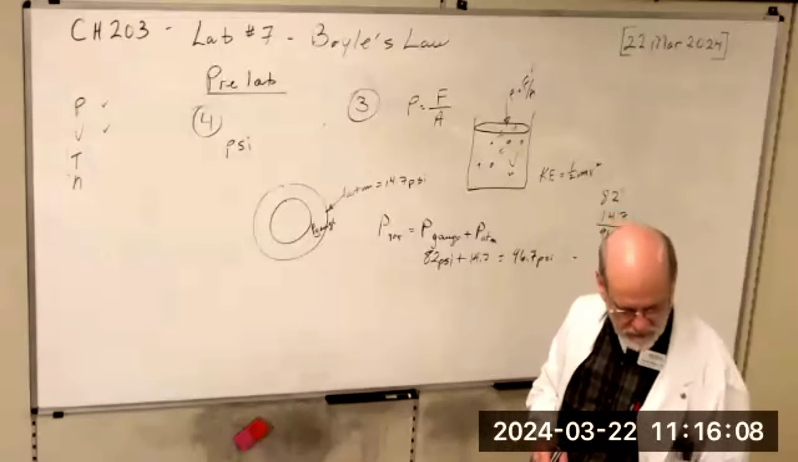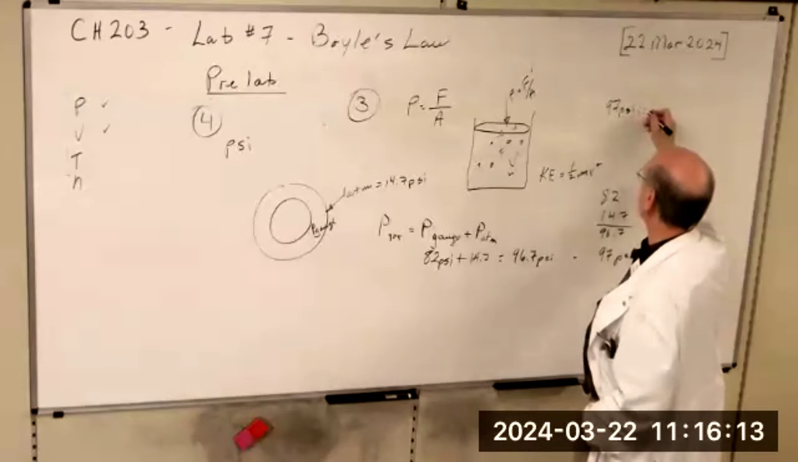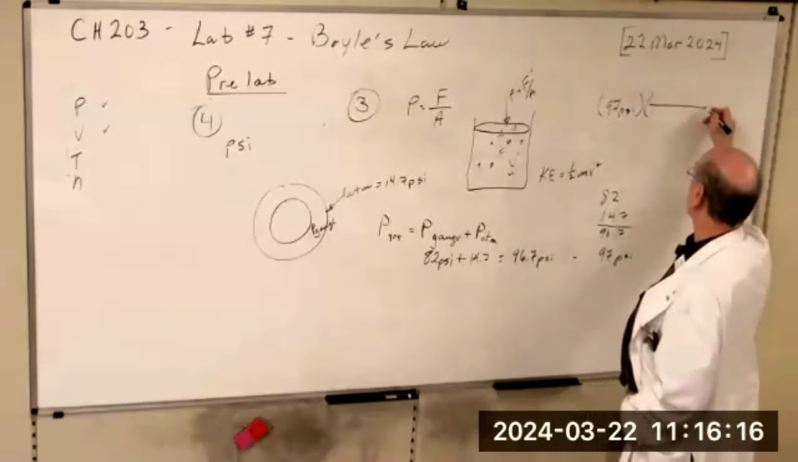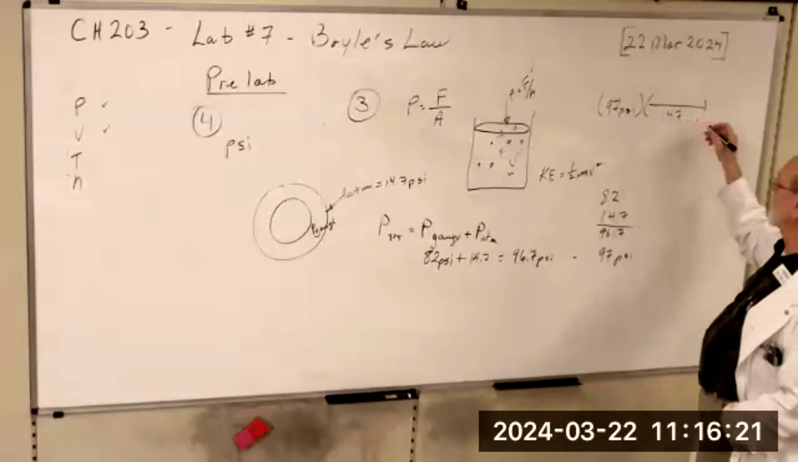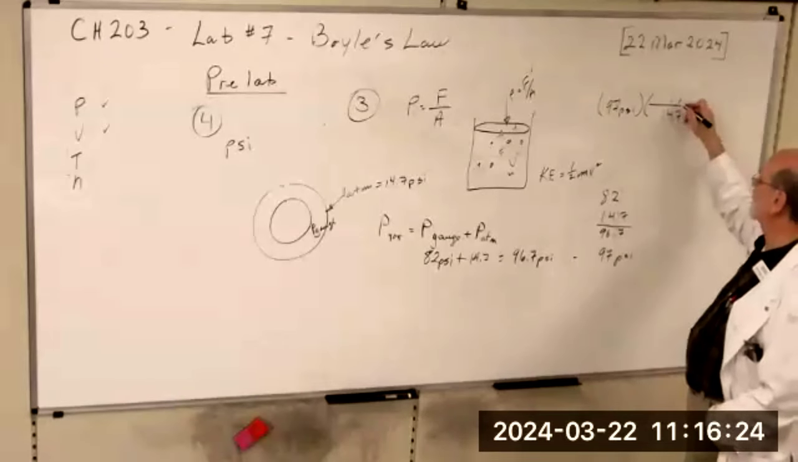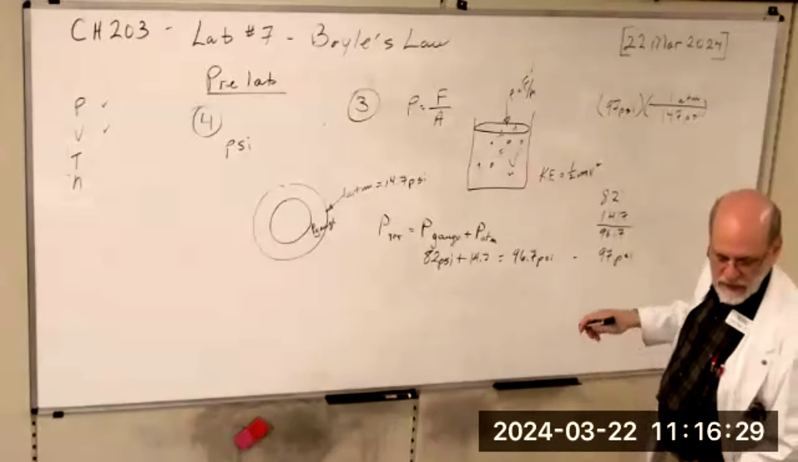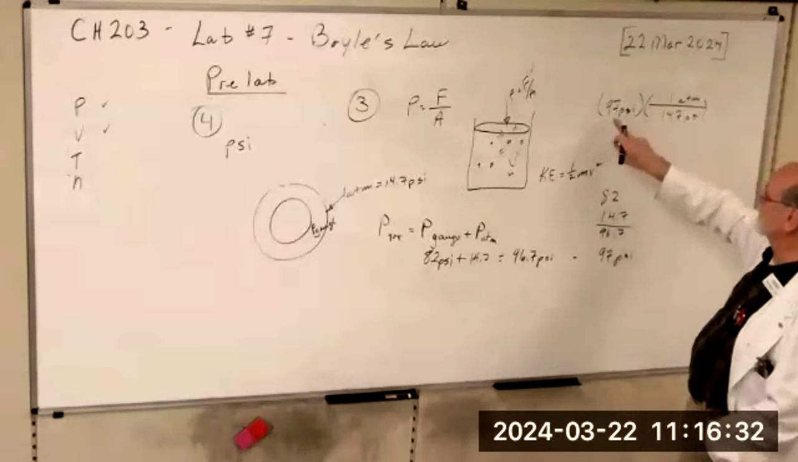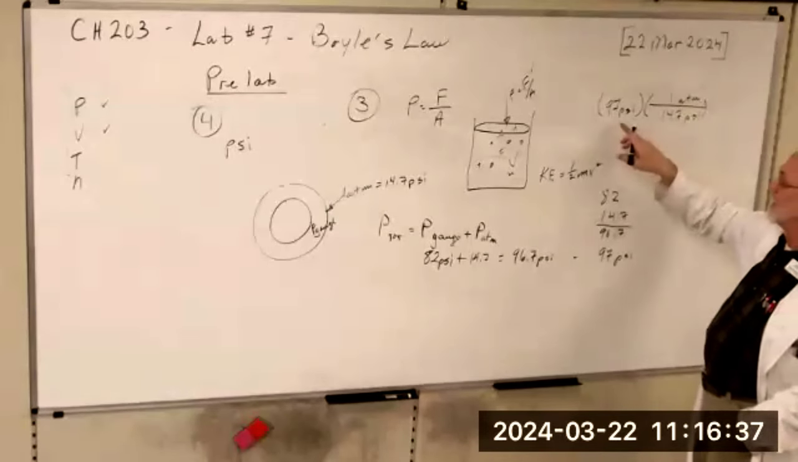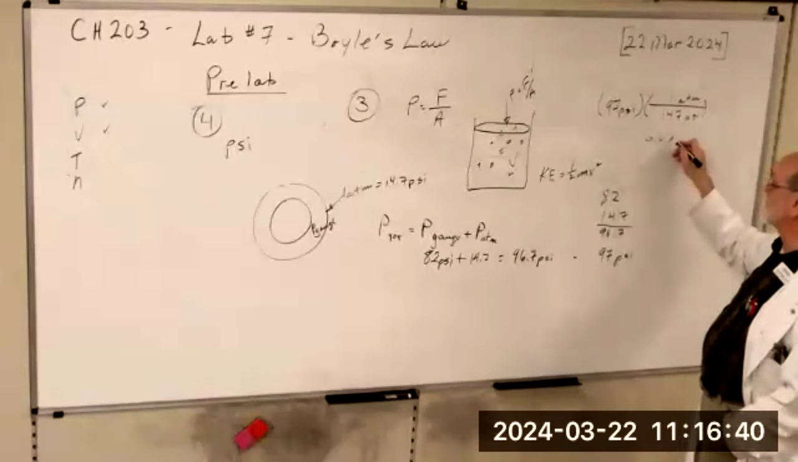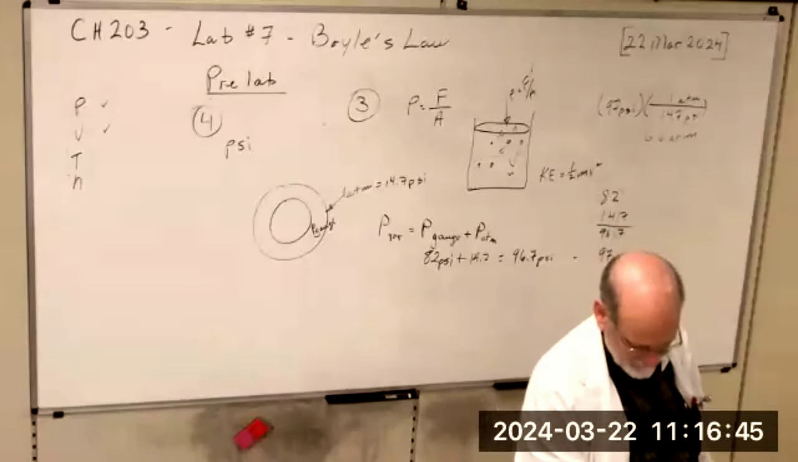And then we want to convert that 97 PSI to atmospheres, so we need a conversion factor: 14.7 PSI per atmosphere. So 14.7 into 97 gives you two significant figures, right? This limits the number of significant figures, not that. This is an exact number. So that would be 6.6 atmospheres. You know, plug it into your calculator and see.